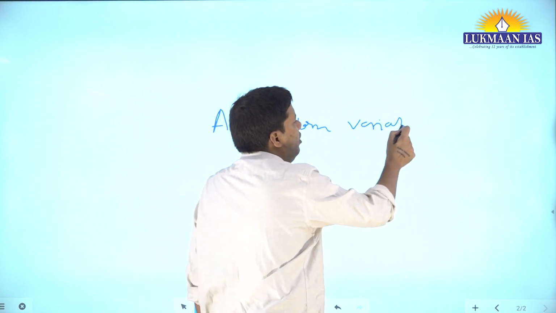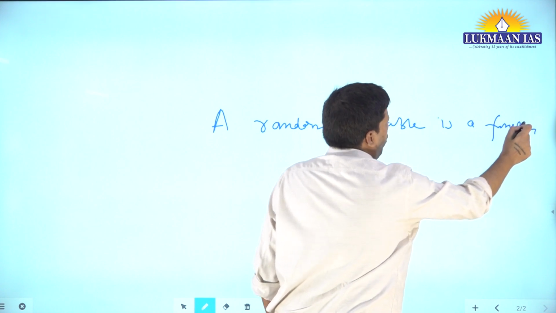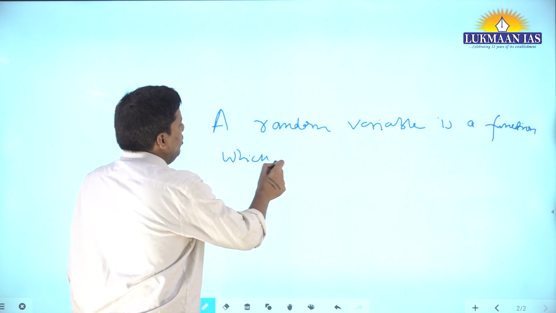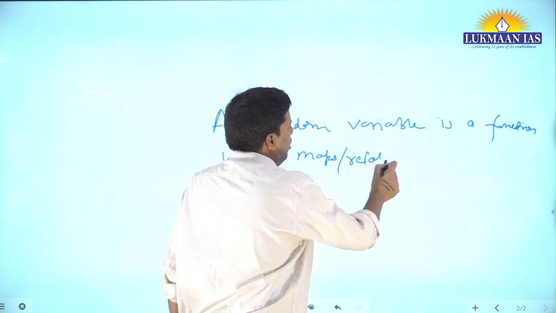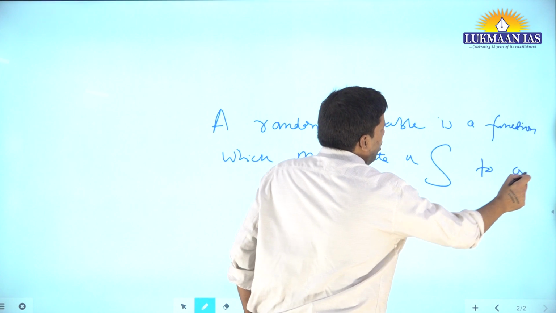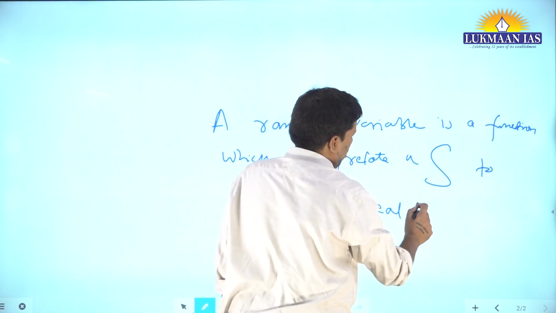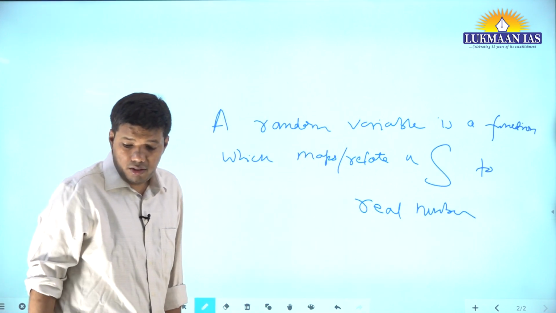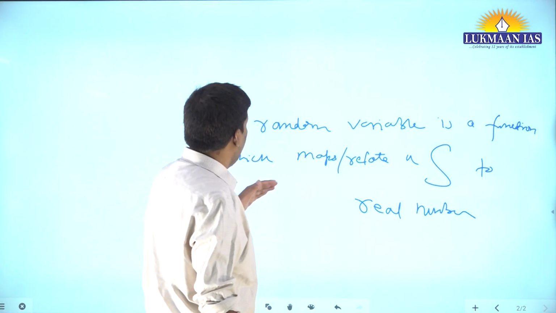A random variable is a function. Now you will ask how it is a function. We will not go into that, but yes, a random variable is a function which maps or relates a sample space to real numbers, right? To real numbers.